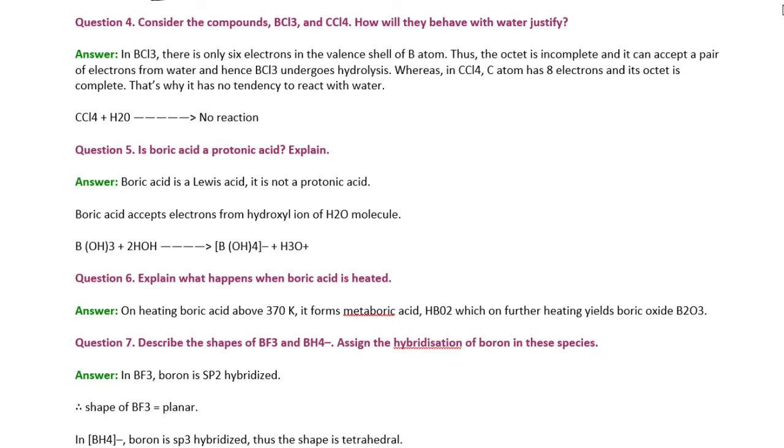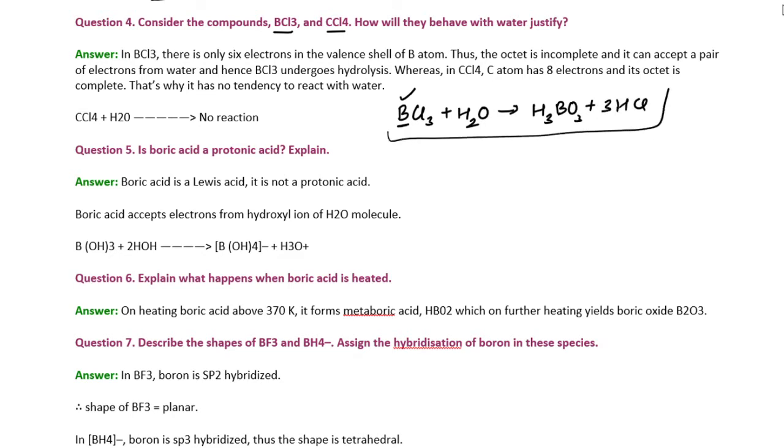Consider the compounds BCl3 and CCl4. How will they behave with water? We have to justify. See, BCl3 is electron deficient, that you know, because boron has 3 valence electrons. 3 electrons are shared with chlorine. So total electrons it has are 6. That means it has incomplete octet. So it can accept electron pairs from water. So it forms boric acid along with HCl. Okay.